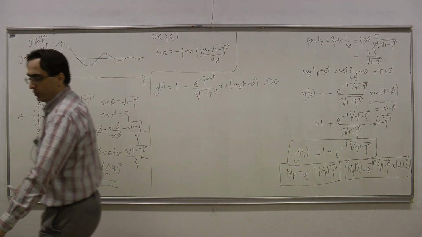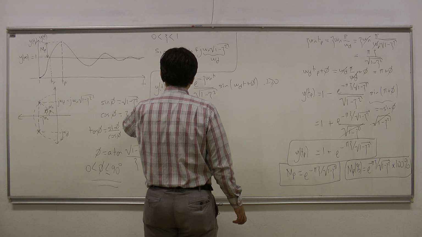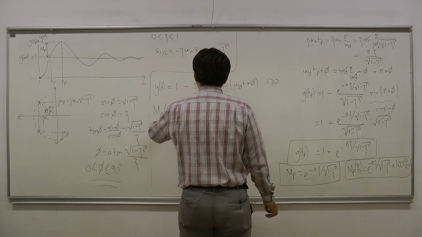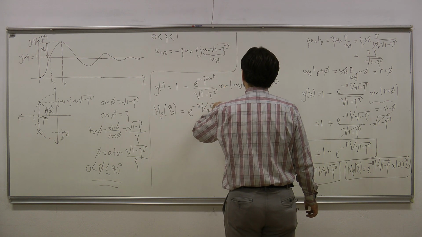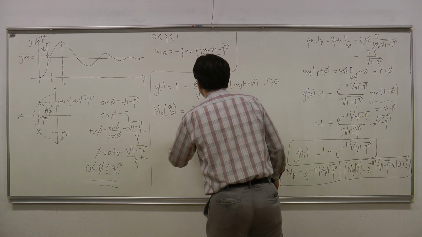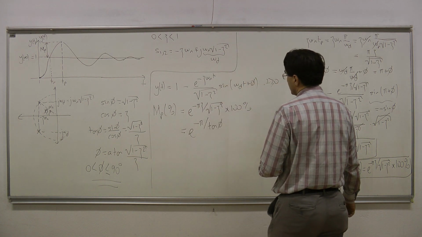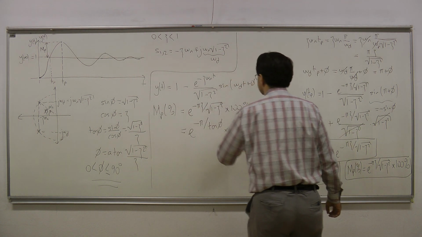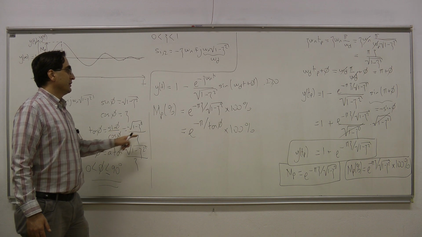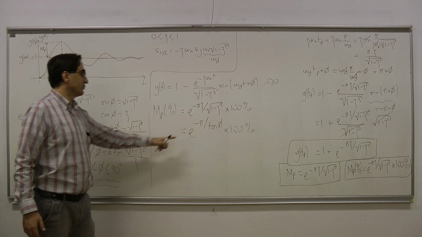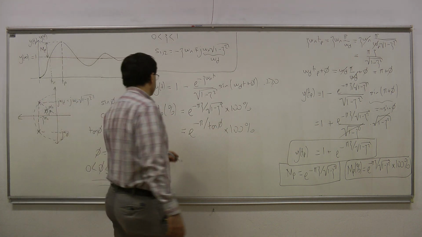So here the only thing that I'm going to write is this. When you write MP, you can do it for both formulas. I have e to the minus pi psi over square root of 1 minus psi square, times 100%. Now instead of this value here, I can write e to the minus pi over tangent phi, times 100%. Because tangent phi is this ratio, and here I have pi over this ratio, which gives me e to the minus pi over tangent phi, times 100%.